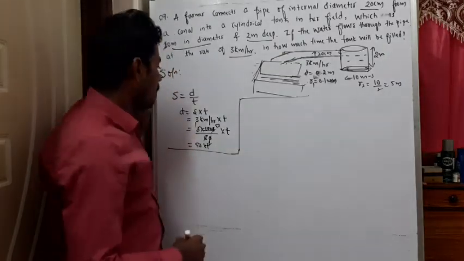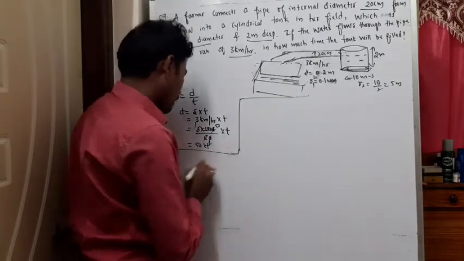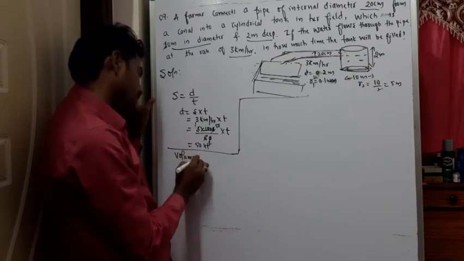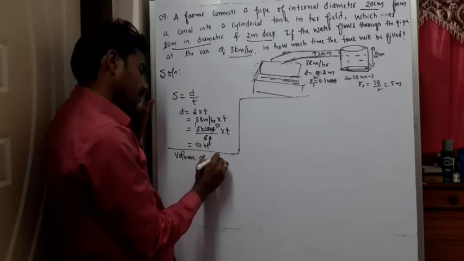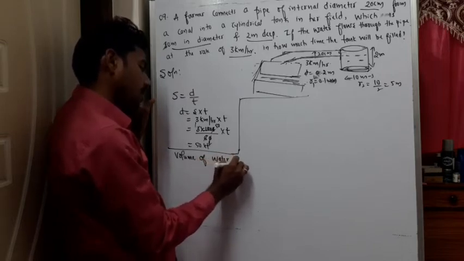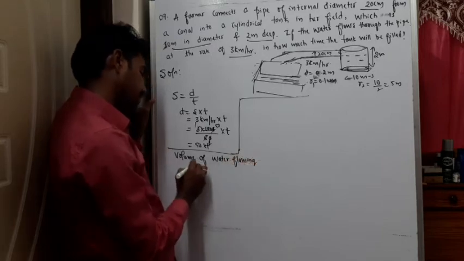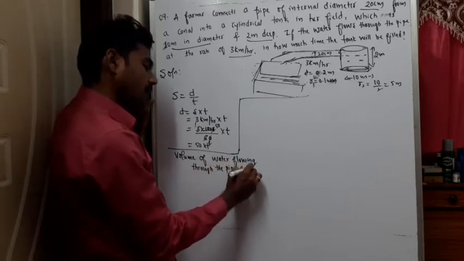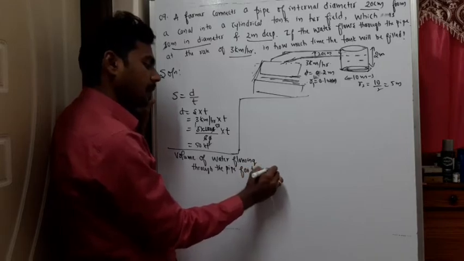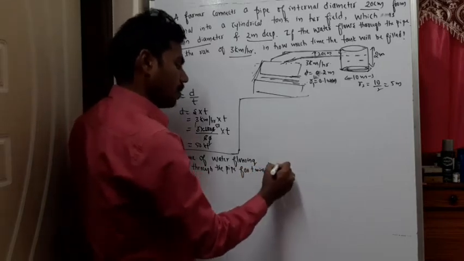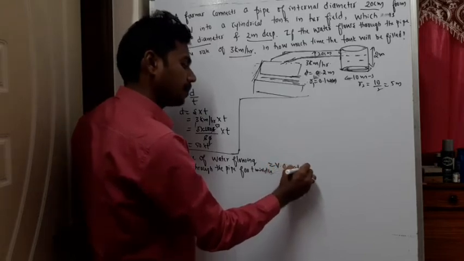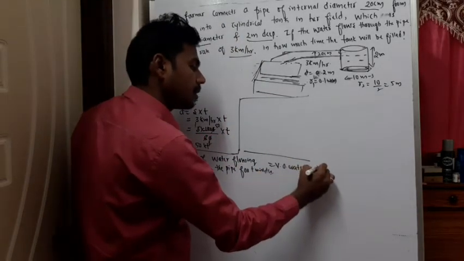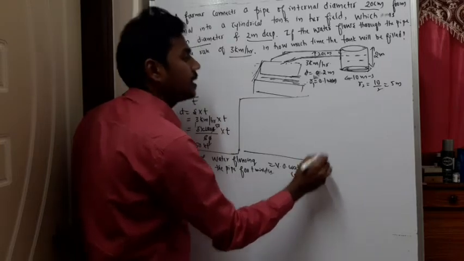Now I'll write it and continue. So volume of water flowing through the pipe for T minutes is equal to volume of water in the cylinder. Now the cylinder is full.